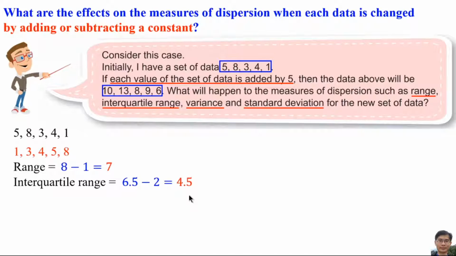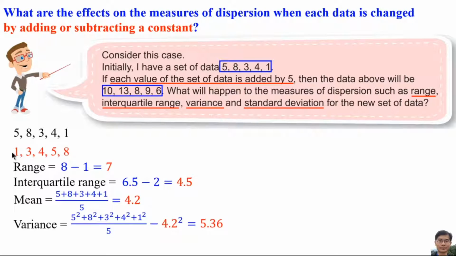Okay, let's continue. In order to find variance, we need to find mean. Mean is equal to the average of the data, equal to 4.2. Variance is equal to, we square all these numbers and add all of them, 10 per 5, minus the mean square, equal to 5.36. Standard deviation is equal to the square root of variance, that is square root of 5.36 equal to 2.3152.